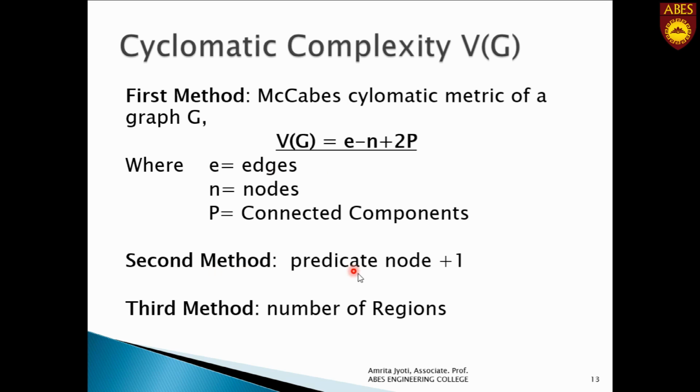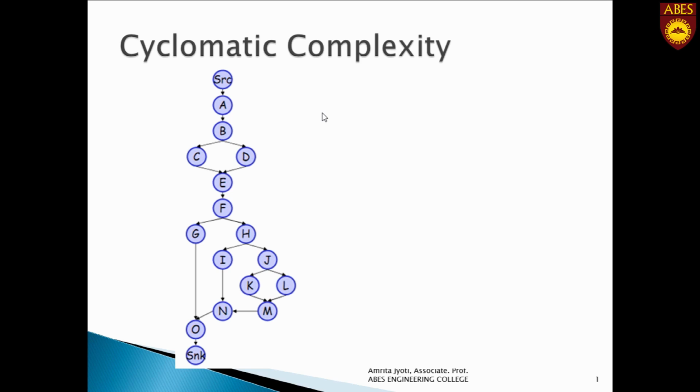The second method is predicate node plus 1. Predicate nodes are decision nodes where we have to take a decision, a 0 or 1 value, or we can say a true or false value. And the third method is the number of regions. This is the cyclomatic complexity.